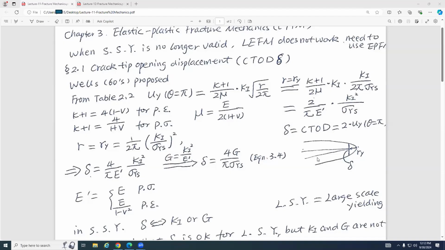Minus pi. So this is the theta. This is the point I'm interested in, this point and this point. From the crack tip to here, this is Ry. Ry is how big the plastic zone size is. So I can use this equation, which is in Table 2.2.